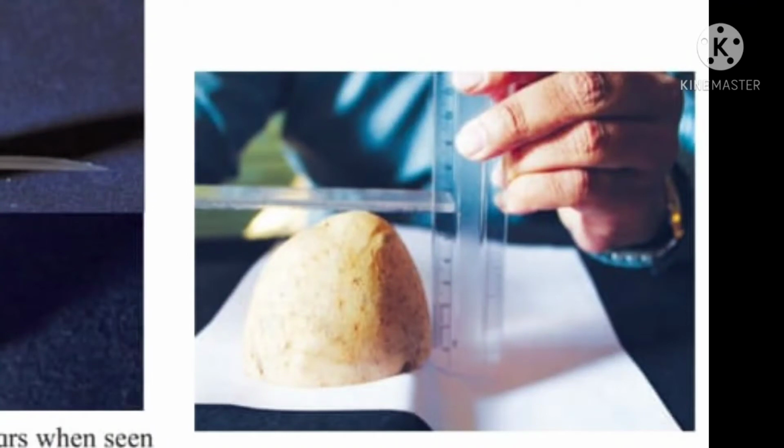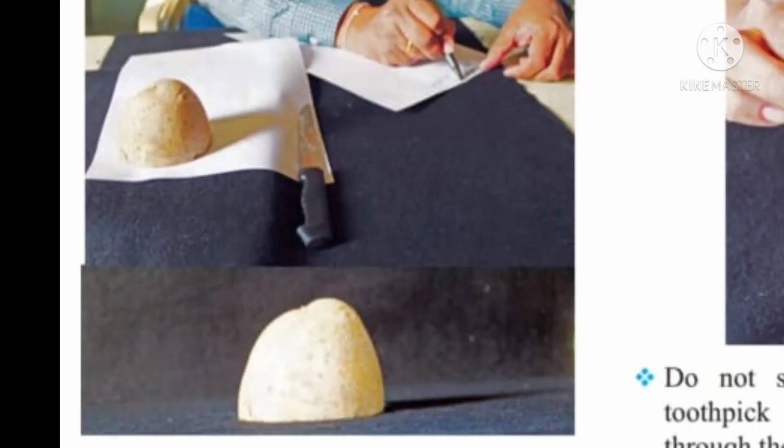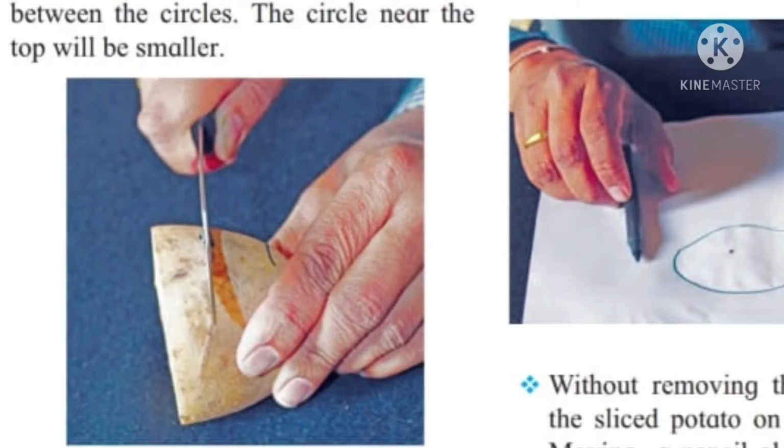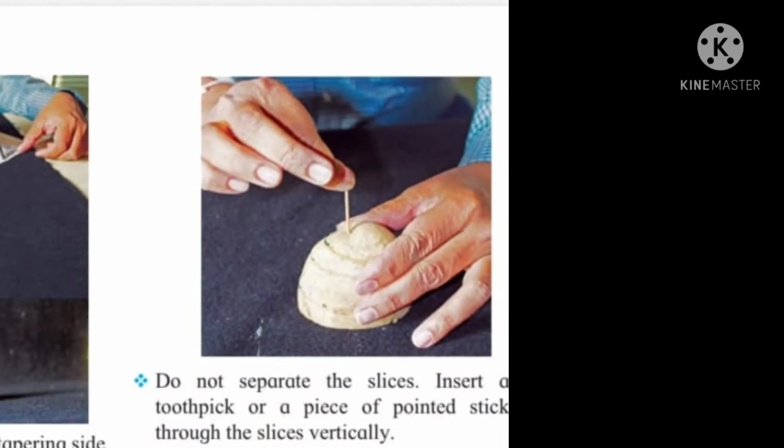The tapering side of the potato is the hilltop. Draw two circles, each going round the hill, one near the top and the other close to the base. Keep sufficient distance between the circles. The circle near the top will be smaller. Now, do not separate the slices.